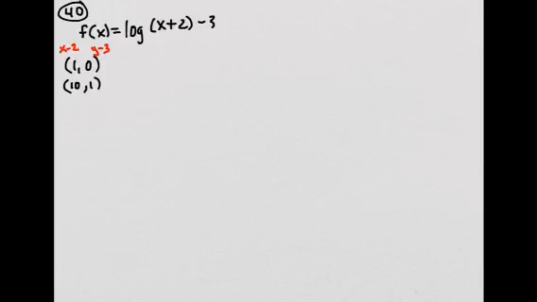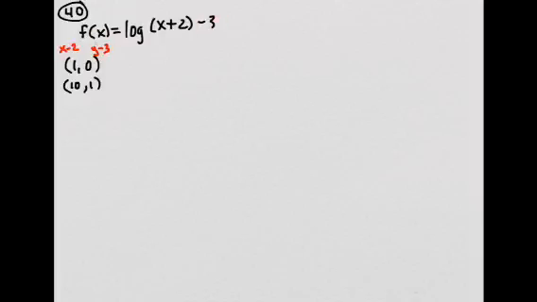Alright, for 40, base is 10. In your book, log does have the 10 there. I didn't write it because it's the same thing. And you could see the h is -2. That's why you see x minus 2 right here. The k is -3, and that's why you see y minus 3 right here.